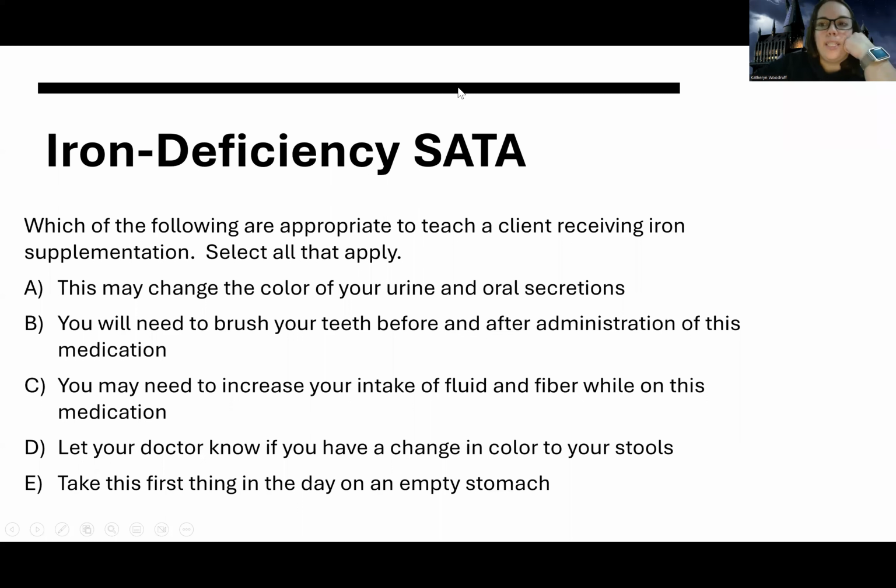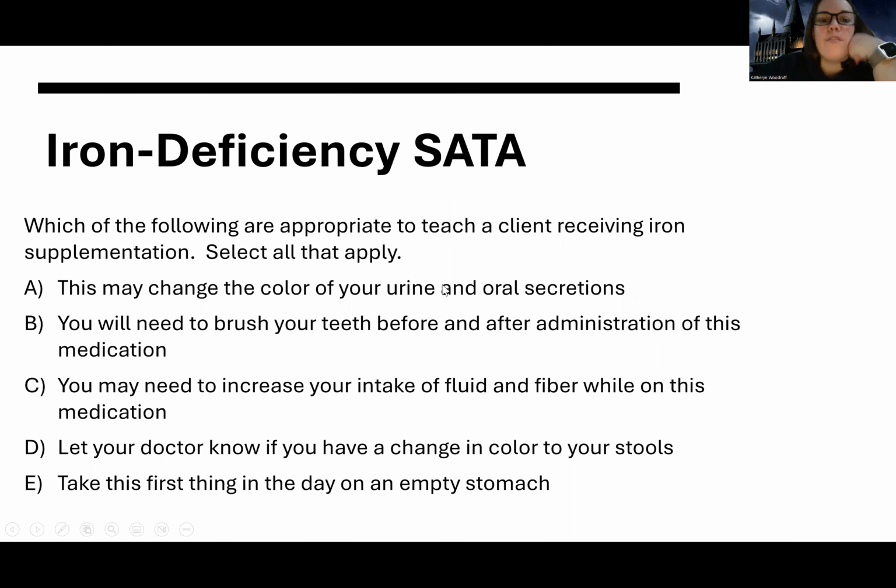All right, so now we're getting into iron deficiency. Remember there's the 3 types of blood disorders, anemia, et cetera, that you need to know about. You need to know about iron deficient anemia, aplastic anemia, polycythemia vera, and then blood transfusion. So getting into iron deficiency, this is a SATA. I know you guys love SATAs.